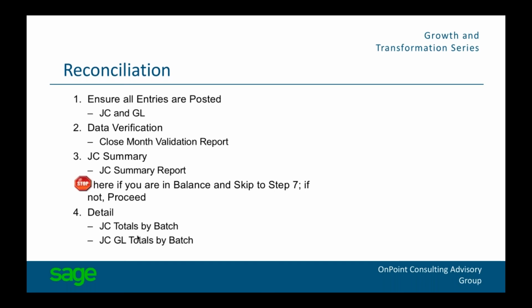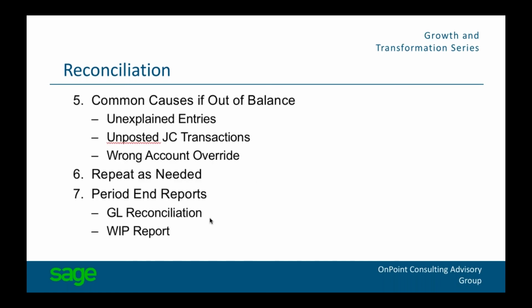Some of those reports would be the job cost totals by batch and job cost general ledger totals by batch. Then some of the causes could be unexplained entries out there in job cost. We'd have to see what those are to find out why they are in job cost and not in general ledger.